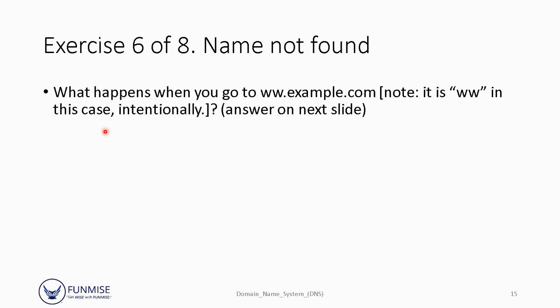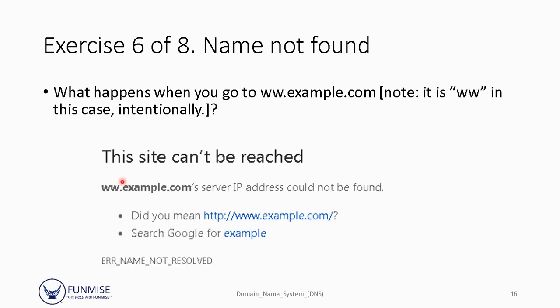Okay, name not found. What happens when you go to www.example.com? Note, it is www intentionally in this case for purposes of this example. In this case, you'll get a result similar to this. This site can't be reached, and the browser gives a helpful error message. It tells us error name not resolved. It lets you know right here that there was a DNS problem. We know this isn't a valid name, but it was useful for this example.